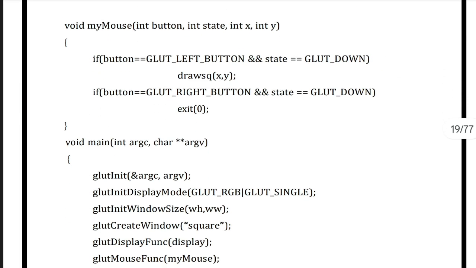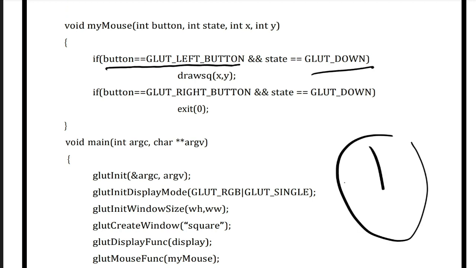Here what you can see is the mouse function, right? If the mouse is left button and it is down, left button means this is the mouse, the left button is this one, and it is clicked means it is down. If the left button is clicked, what should be performed? Draw square. Like that only, if they ask you to draw a face, you have to draw a face.